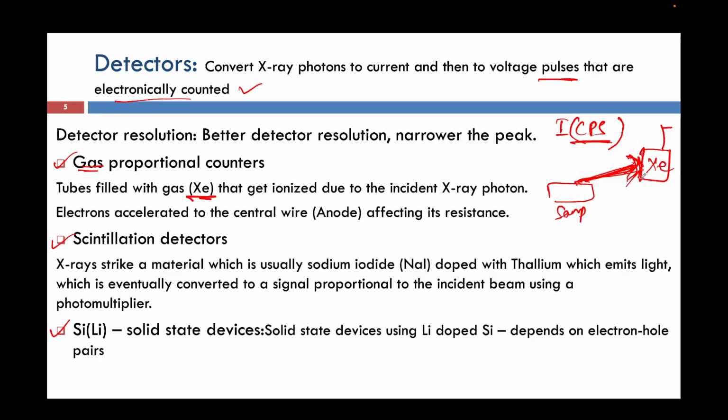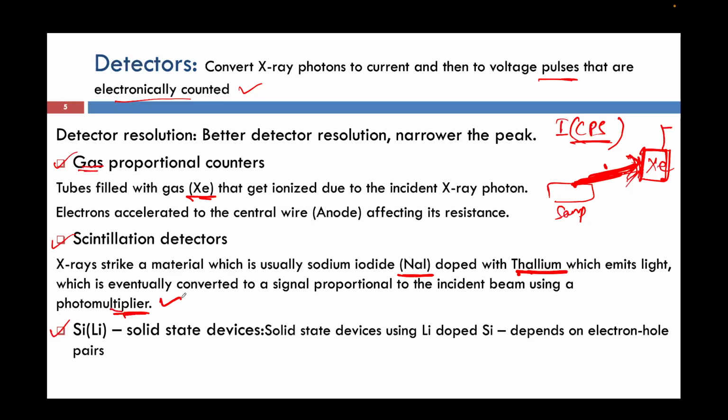Okay, and similarly the scintillation detector follows the same rule, where NaI, that means sodium iodide, is doped with thallium. When you keep this material inside the detector, then when the energetic X-ray beam hits, it also emits light, and eventually those lights are counted by the photomultiplier. We know that the photomultiplier is also used in the ACM detector, so the same concept is also used here.